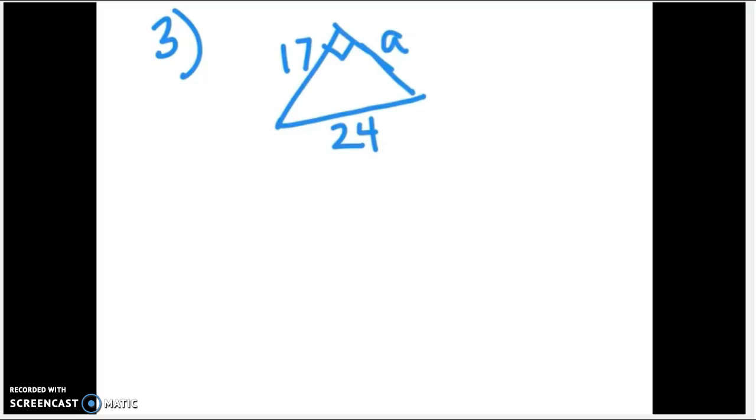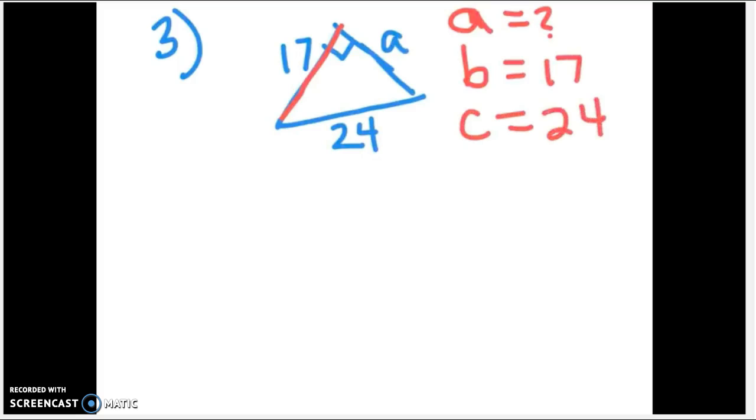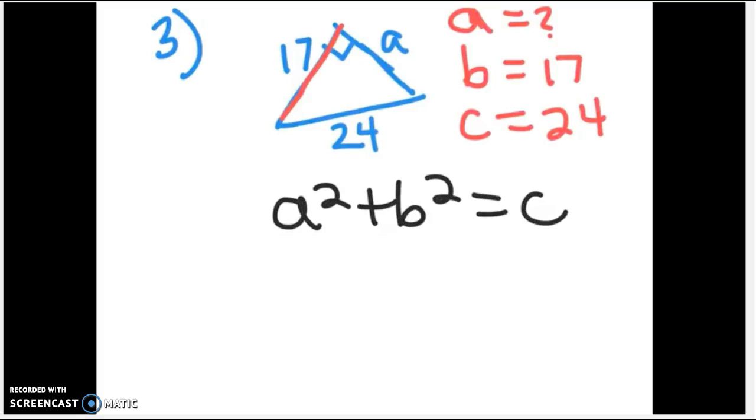Next problem, number 3. They're giving me a side length of 17. So I'm going to call that B because they're not giving me my A. So I'm going to have A equals question mark, B is 17, and C is 24. So I'm going to plug it into my formula. A squared plus B squared equals C squared. A, I have no idea what that is, so I'm going to do A squared plus my B, which is 17 squared, and C, which is 24 squared.